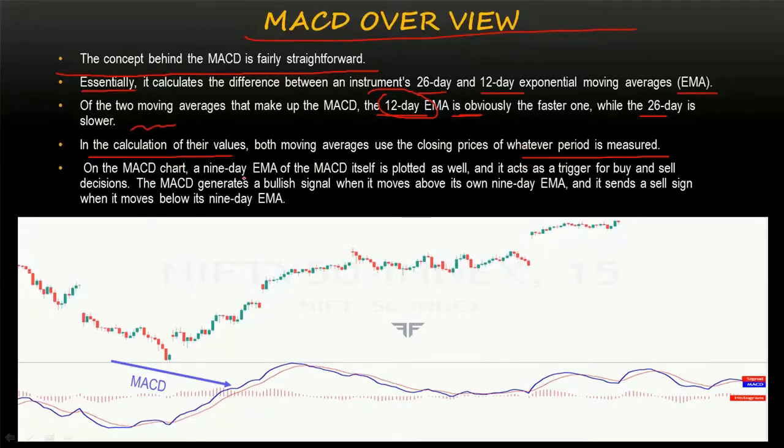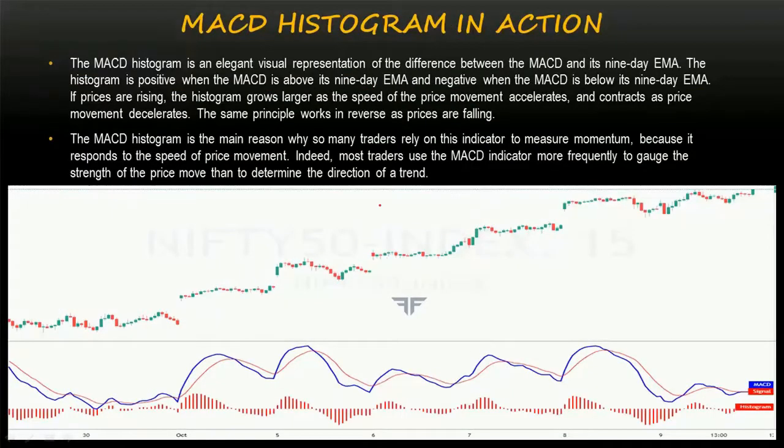On the MACD chart, a 9-day EMA of the MACD itself is plotted as well. This 9-day EMA of MACD acts as a trigger for buy and sell decisions. The MACD generates a bullish signal when it moves above its own 9-day exponential moving average, and it sends a sell signal when it moves below the 9-day exponential moving average.